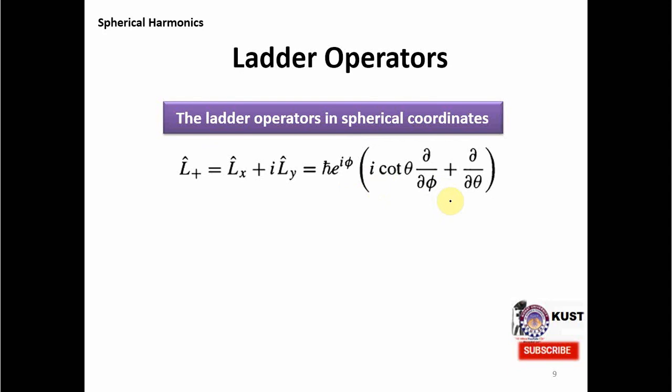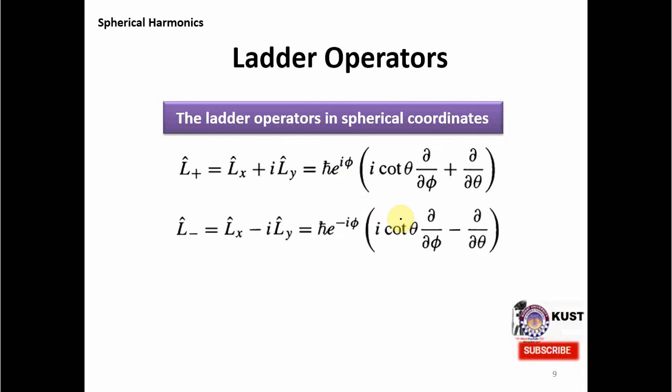This is again a simple calculation. I will sketch for you how you can do it. Put in the value of Lx and the value of Ly in terms of Cartesian coordinates, and use the transformation equations between Cartesian and spherical coordinates. Do the calculations, and you will get this equation.